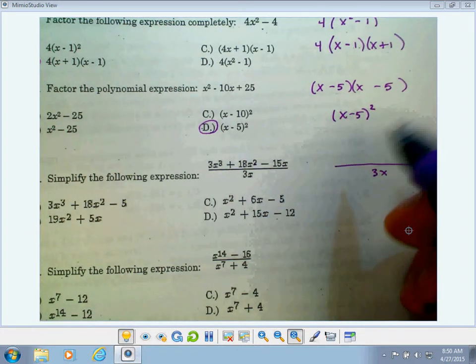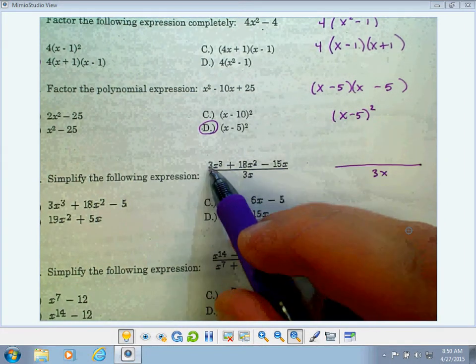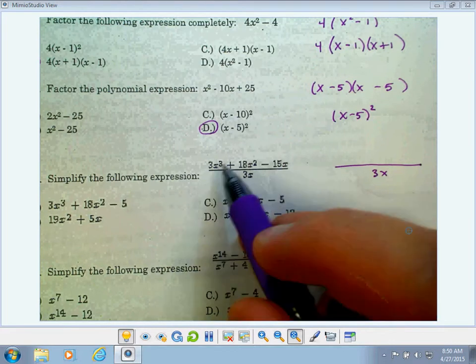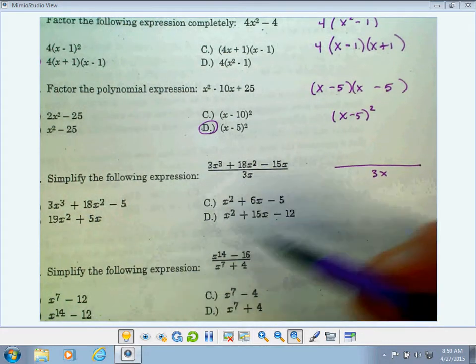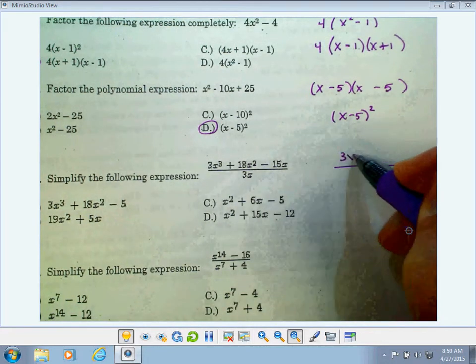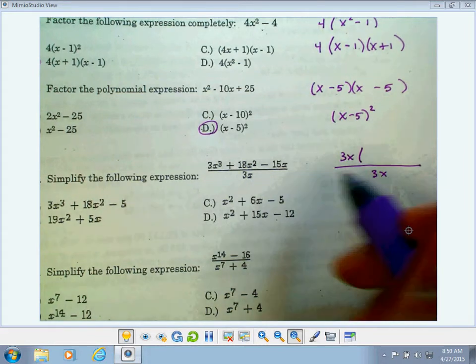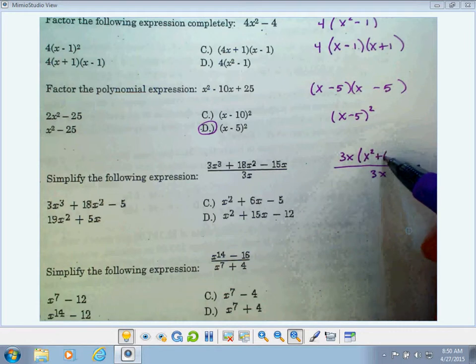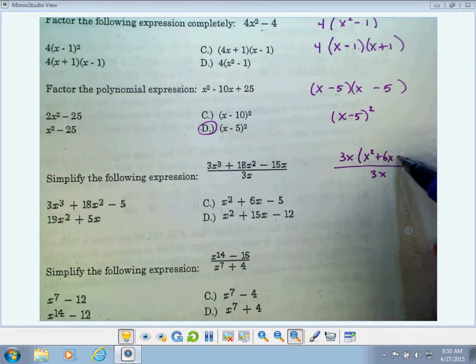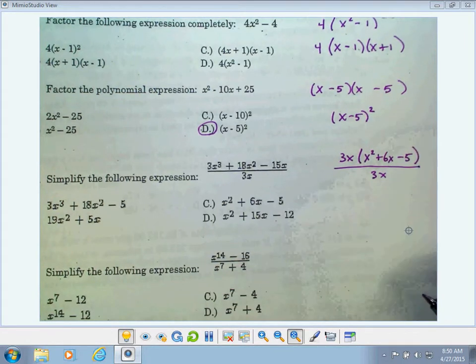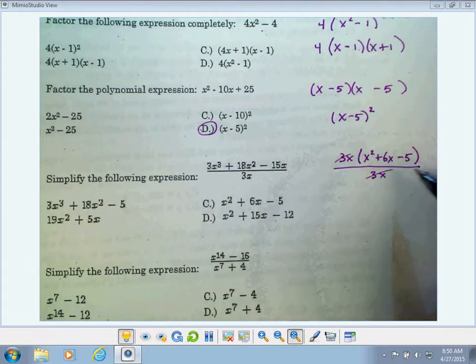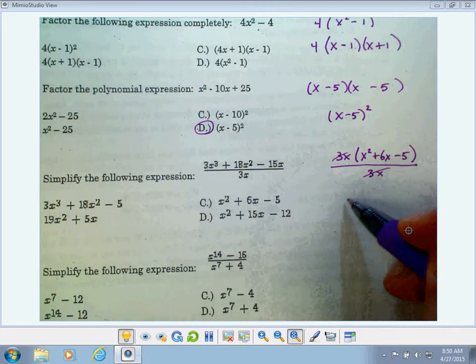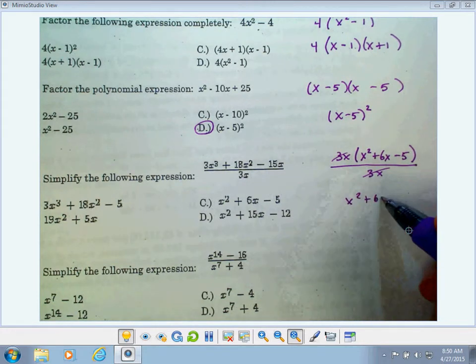So the first thing I'm going to look at is I could take a 3 out of each one of these terms, and actually I can take an x out of each one. So I'm going to divide a 3x out of it, greatest common factor. It would leave me with x squared plus 6x minus 5. What that does right away is allow me to cancel the 3x's. So what I'm really left with is x squared plus 6x minus 5.